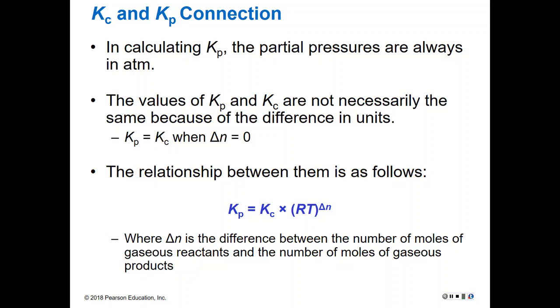So we already talked about delta N being the coefficients of the products subtracted by the coefficients of the reactants, right? The only time Kp and Kc are equal is when delta N is equal to 0. Why? Because anything taken to the 0 power is 1. That whole term goes away, right? So if delta N is 0 right here, this whole term goes away. That means when the moles of the products are equal to the moles of the reactants, Kc is equal to Kp. Okay, questions about that? No?